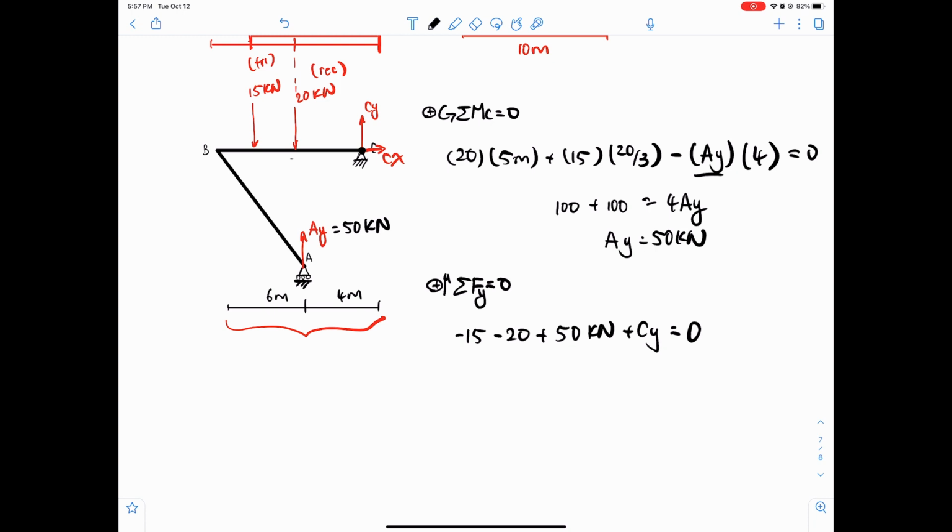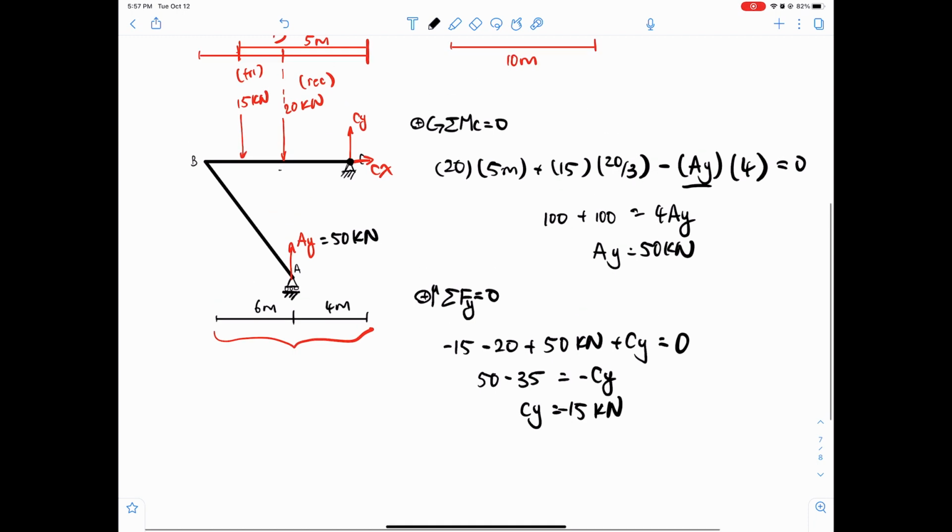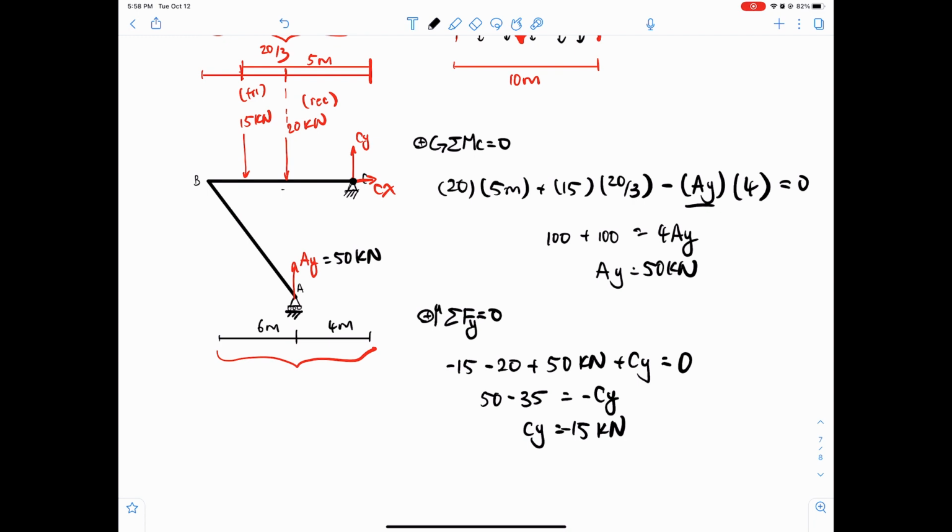All right, that's all the forces going up and down. Add it all together, it's 0, okay? Because nothing is moving, all right? So that's 50 minus 35, right, equals negative CY. So CY is then equal just to negative 15 kilonewtons, all right? Which just means that if we defined CY going upwards here, it would just be going downwards instead, okay?